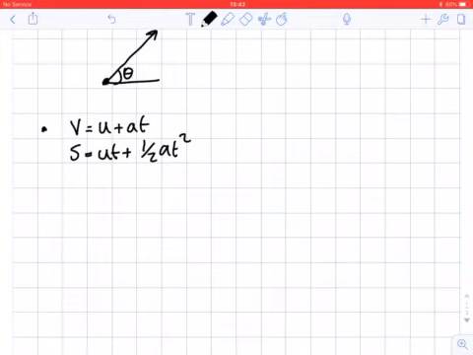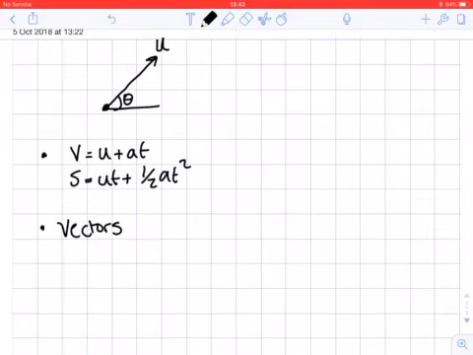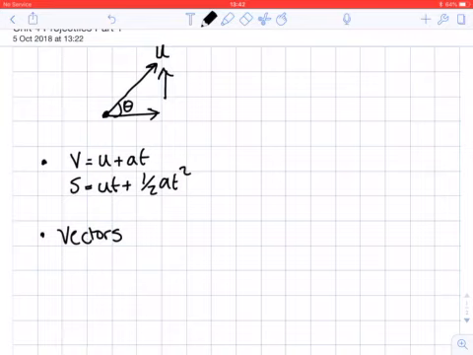The other thing you must be fluent with is vectors. As you can see from the first diagram there, we need to be able to resolve in the horizontal and vertical direction. So if we take our diagram at the top as an example, I would expect us to be able to resolve the horizontal component of speed as being u cos theta and the vertical component as u sin theta.